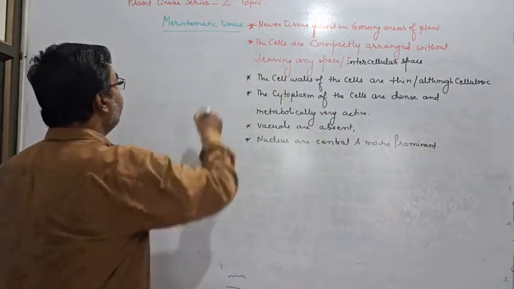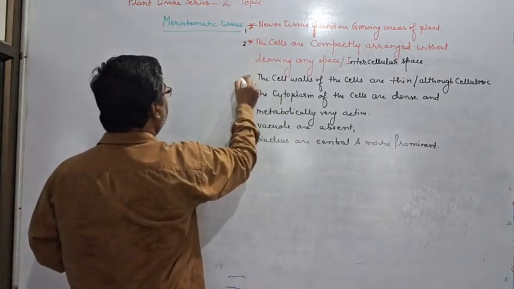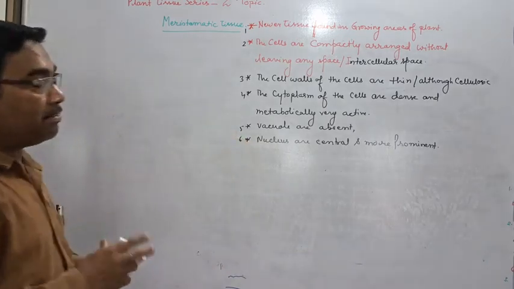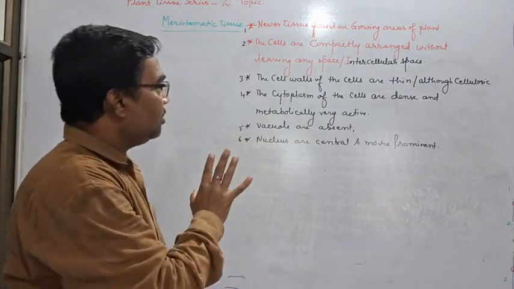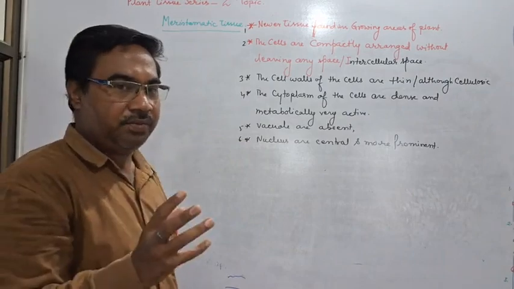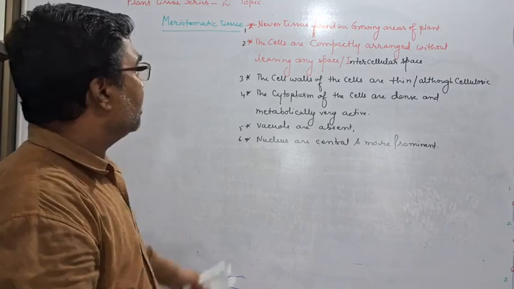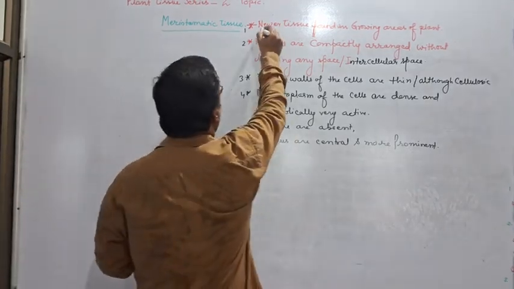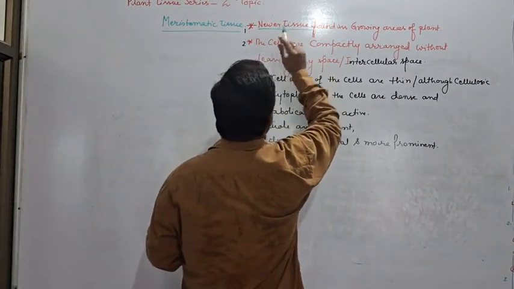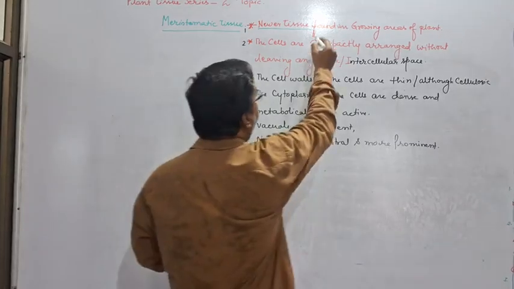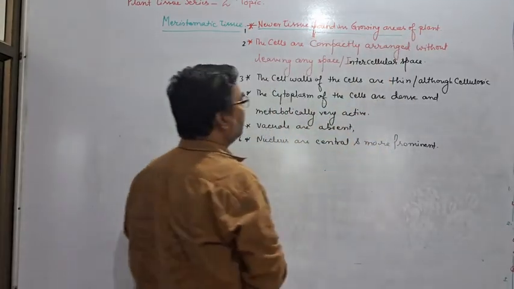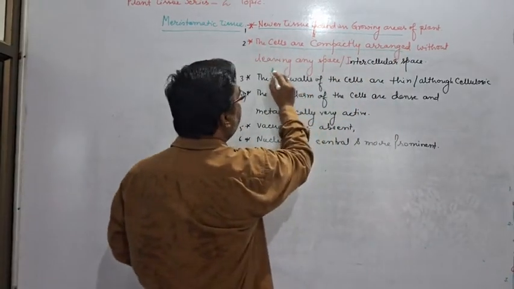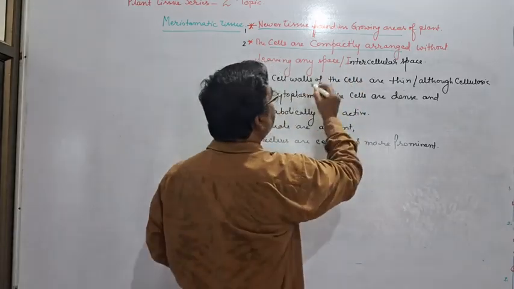So, how many points did I give you? 1, 2, 3, 4, 5 and 6. For the meristematic tissue, once again, try to understand. If you have any confusion, you can ask, I will answer. First, these are newer tissues. The technical point should be noted down. These are the newer tissues found in growing areas of the plant. Second, cells are compactly arranged without leaving any intercellular space.